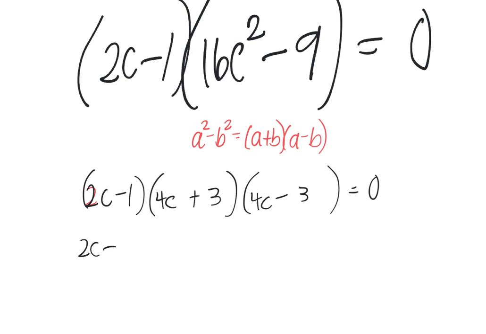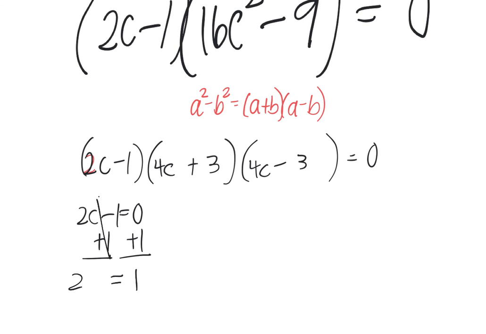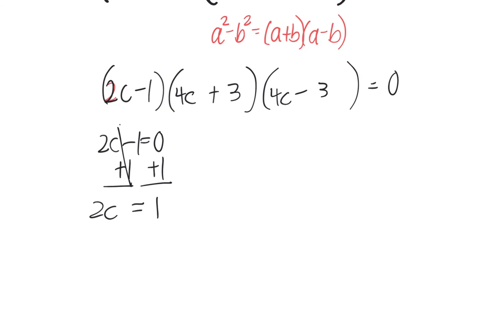So 2c minus 1 equals 0. You add the 1 to both sides. You get 1 equals 2c, and you're solving for c. 2 times c, so divide by what you don't want. You don't want the 2 there. So c equals 1/2.